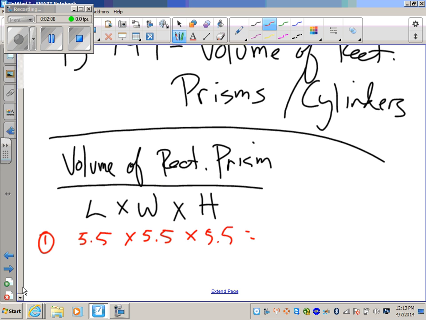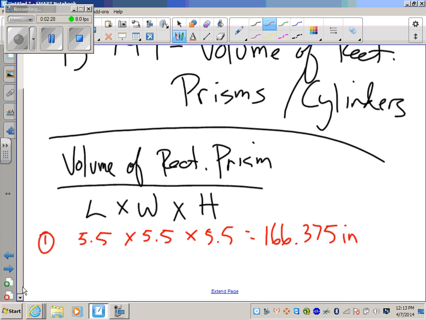And Chris? $166.375. Unless they say something about rounding, we're not rounding. And according to the directions I have, it doesn't say anything yet about rounding. So we'll just leave it as is right now. And that's inches.